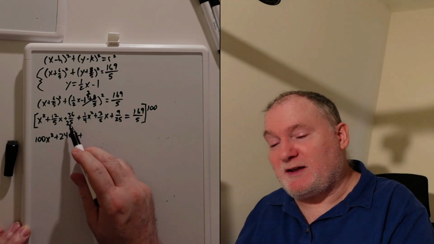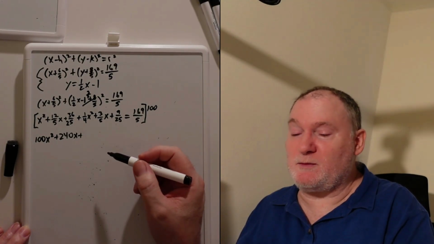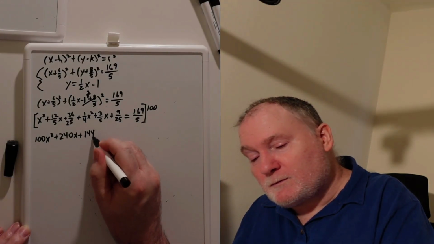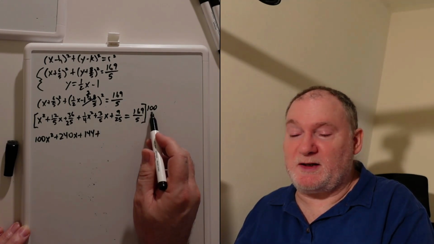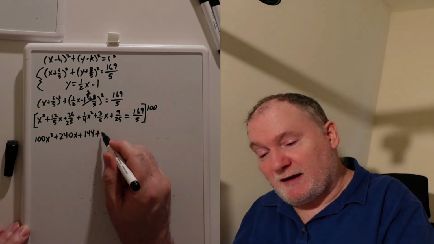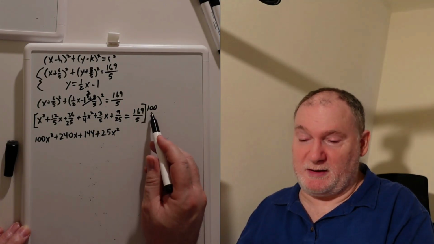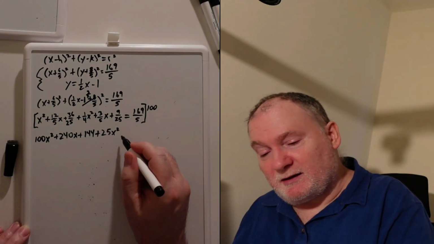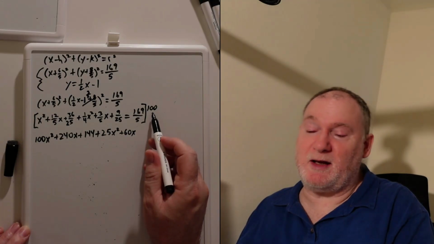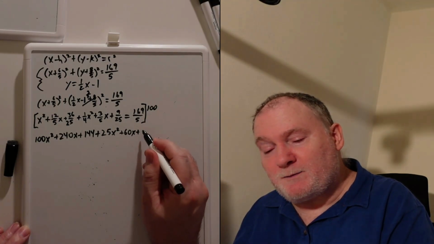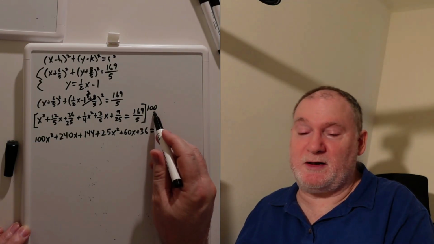All right, so 25 goes into 100 4 times. 4 times 36 is 144. So then 4 goes into 100 25 times. 25 times 1 is 25. So plus 25x squared. 5 goes into 120 times. 20 times 3 is 60. So plus 60x. 25 goes into 100 4 times. 4 times 9 is 36. So plus 36. And this is going to be equal to 5 goes into 120 times.